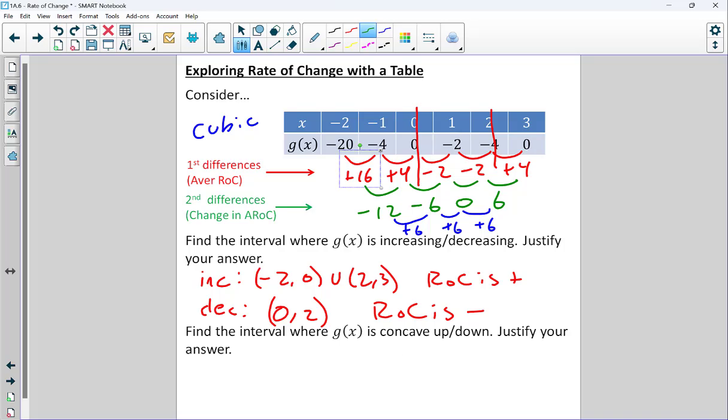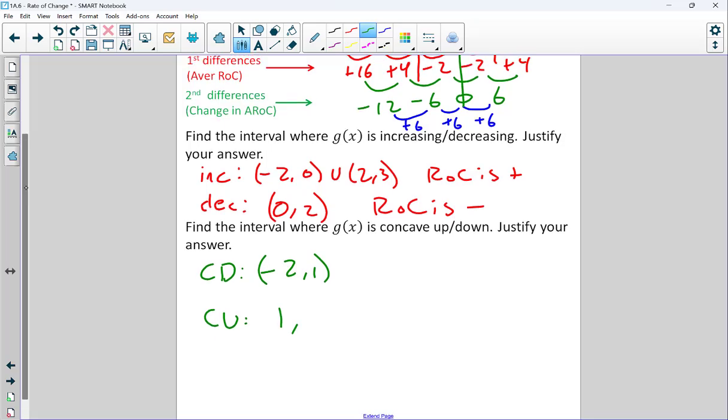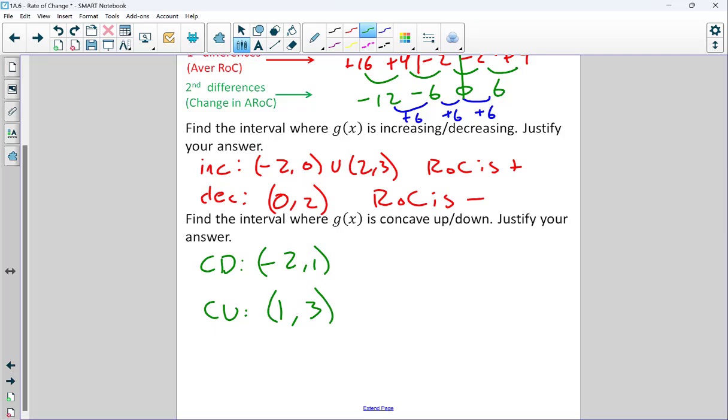Where is the graph concave up and concave down? Look at the second differences. I see negative, negative, zero, positive, positive. So zero, it's neither concave up nor concave down. Let's just use one as a placeholder for that location. So I'm going to say negative two, so it's concave down, from negative two to one. And then it would be concave up from 1 to 3. And that is because the rate of change is negative. The rate of the rate of change is positive.